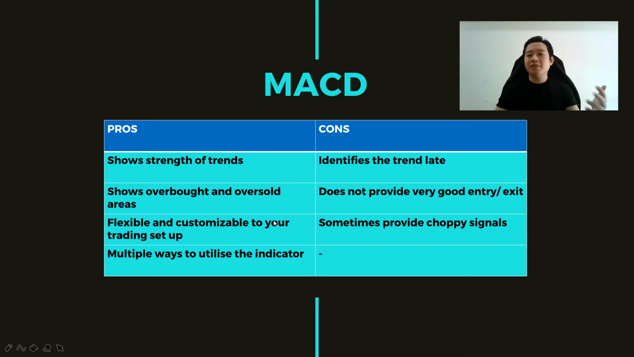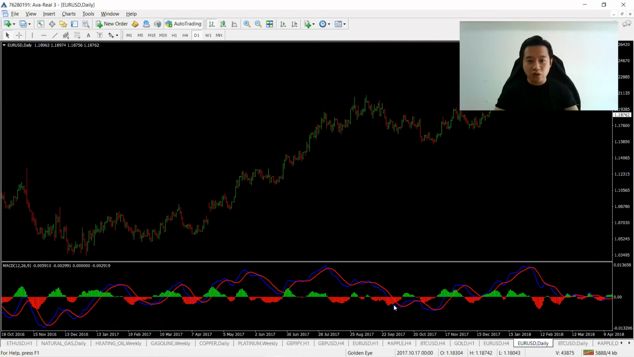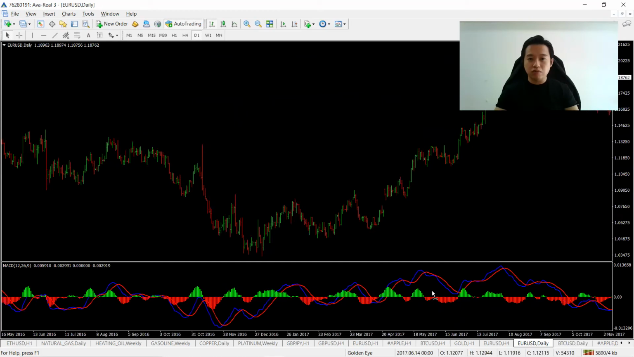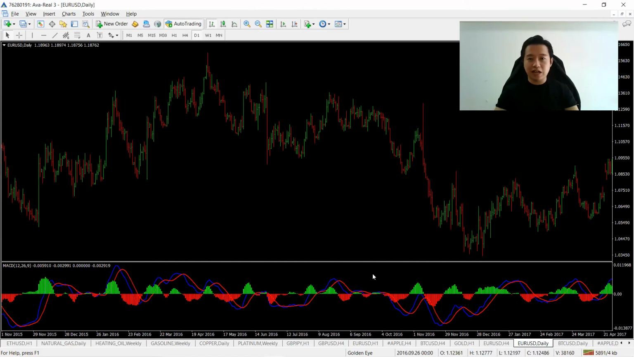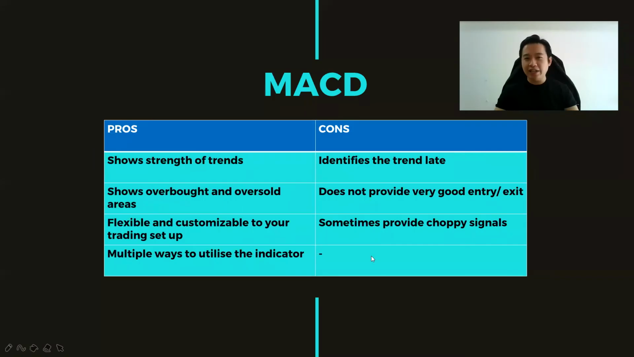The con is that sometimes it provides a choppy signal, as you can see in the euro dollar. Oh, there are so many ups and downs over here. A lot of crisscrosses over here. So many crisscrosses. So it's not that ideal at times of choppy signal. So you want to differentiate them by using the overbought and the oversold area, right?